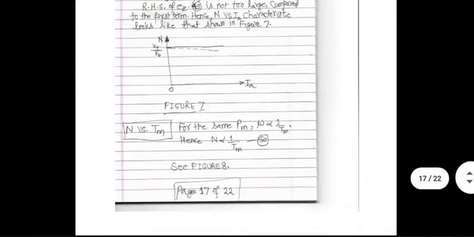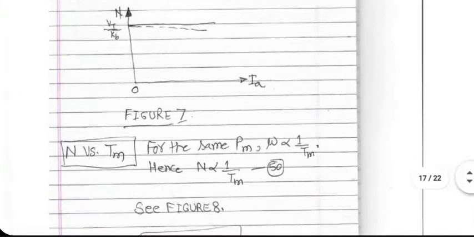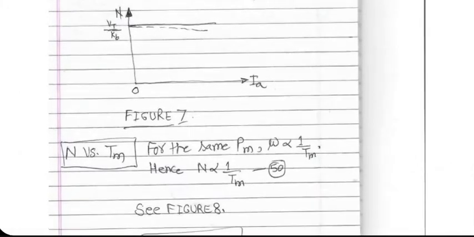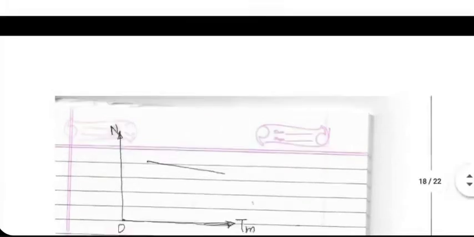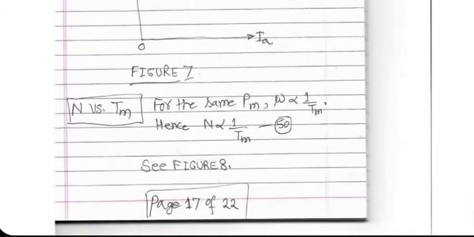Okay. Now the third one, the mechanical characteristic, N versus Tm. Since omega is proportional to 1 upon Tm for the same power, N is proportional to 1 upon Tm. This is what I figured out. So essentially, this characteristic would typically look like this. The large torque will reduce the speed little bit, not too much. That slope will depend on machine constants.